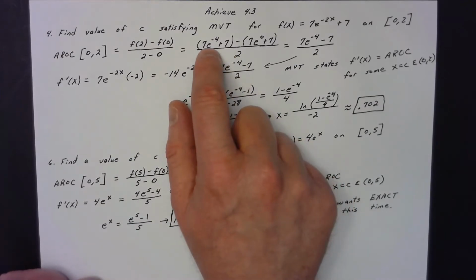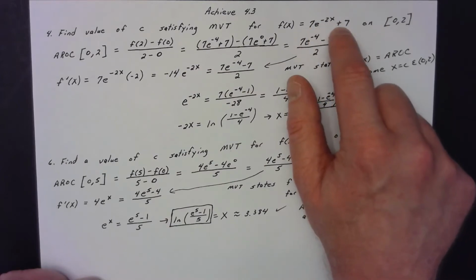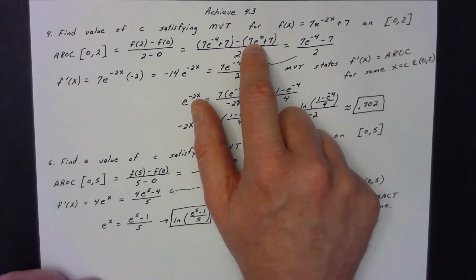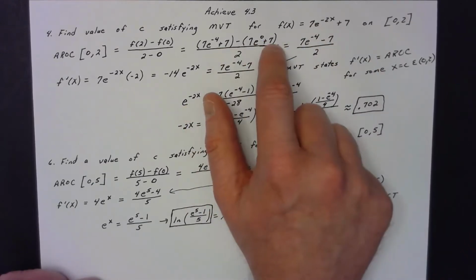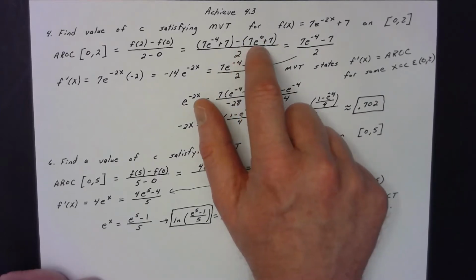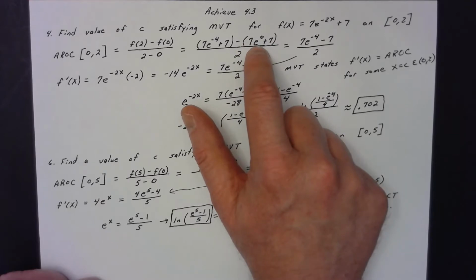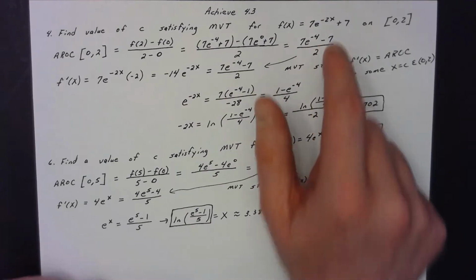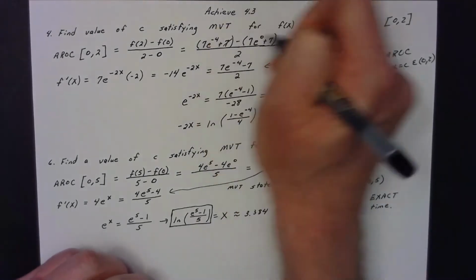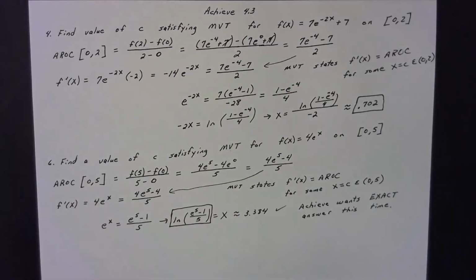Our numerator, when I plug a 2 in the function, I'd get 7e to the negative 4 plus 7. When I plug a 0 in the function, I get 7e to the 0 plus 7. Clearly these 7's would cancel, but then e to the 0 is 1, so I have another minus 7 times 1. So I end up with 7e to the negative 4 minus 7. So the 7's that I canceled were these two, but then that gave me another minus 7 in the numerator. Now I have all of that divided by 2.